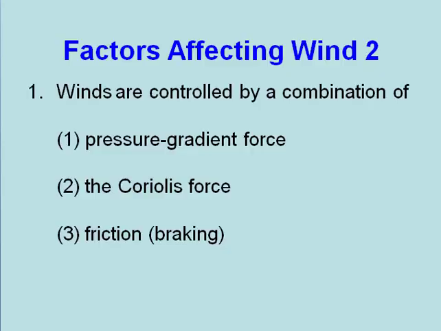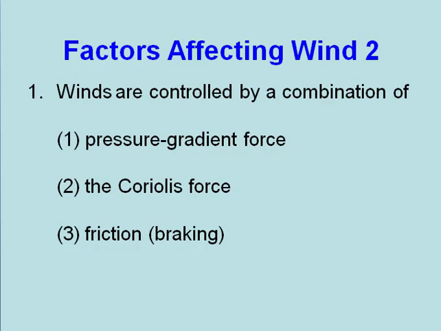In this video, we're going to talk about the three forces that affect wind. The first force would be the pressure gradient force. That would be the main force that drives wind production. The second effect upon the wind would be the Coriolis force, also known as the Coriolis effect. And then the third force that acts upon the wind is friction.